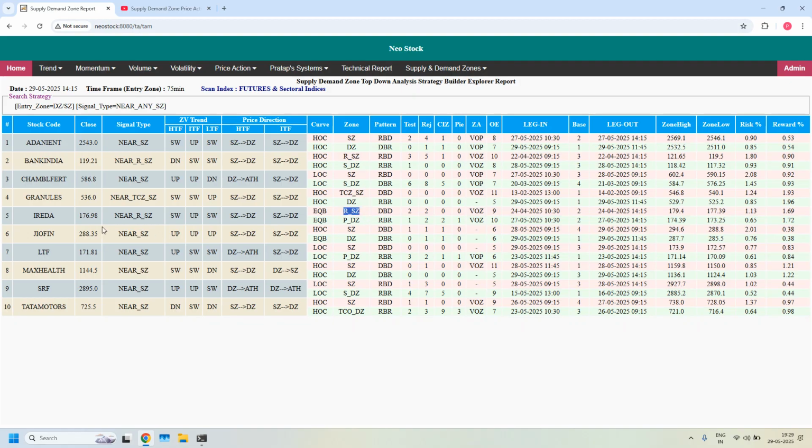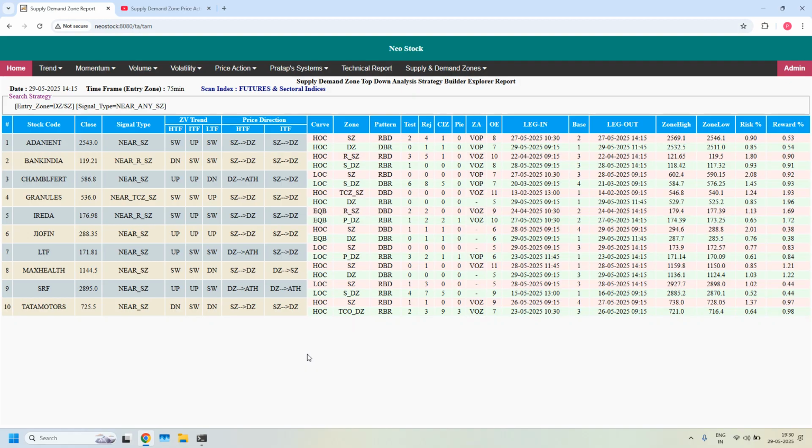So next one is IREDA. This is having a 75 minutes high liquidity supply zone. That's it. So we got only 2 75 minutes high liquidity supply zones from this list. So this is about the identification of daily and 75 minutes high liquidity demand and supply zones.